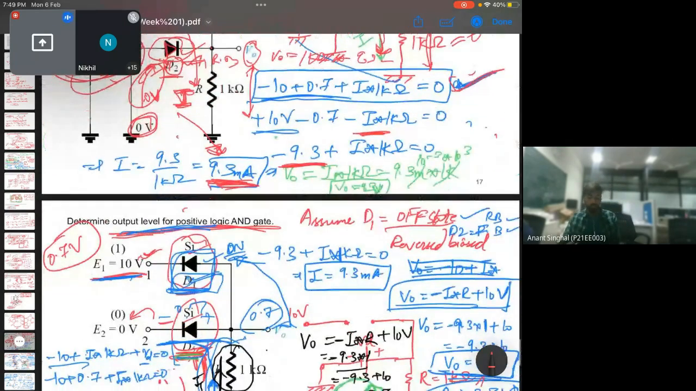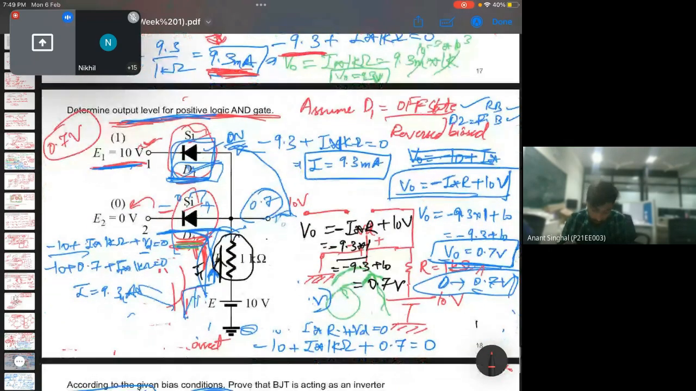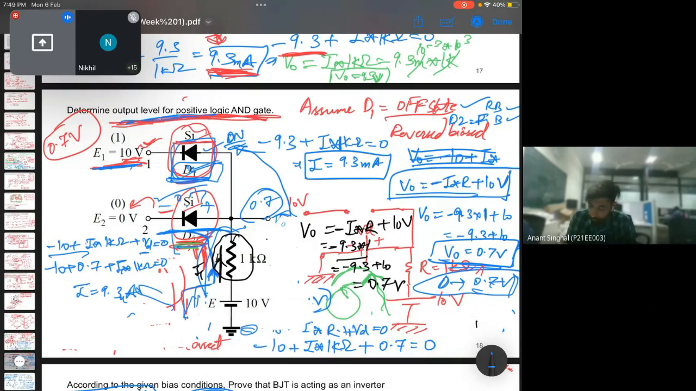And for the second question, we needed to determine the output level for the positive logic AND gate. So again, we assume that since it is a high voltage, D1 is in the off state, which is reverse bias, and D2 is in the on state since we have applied the negative terminal to ground. From the assumption we made a circuit and then again applied KCL.